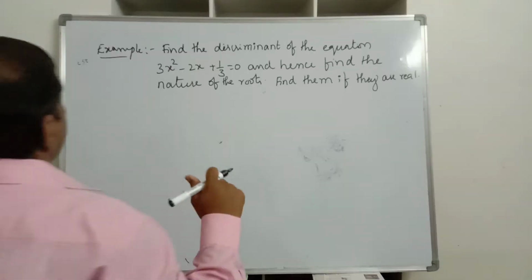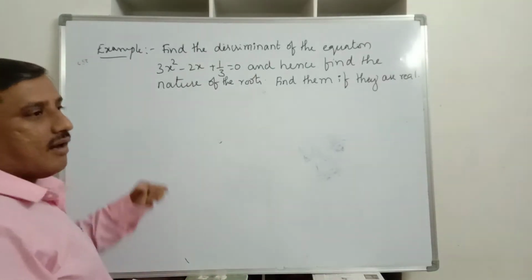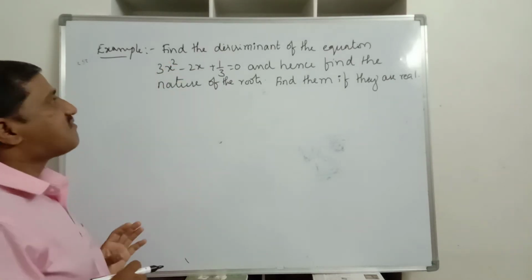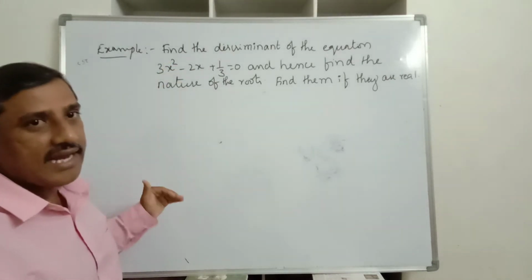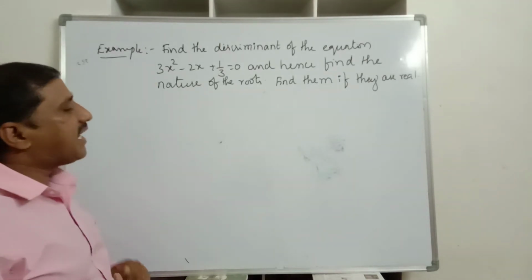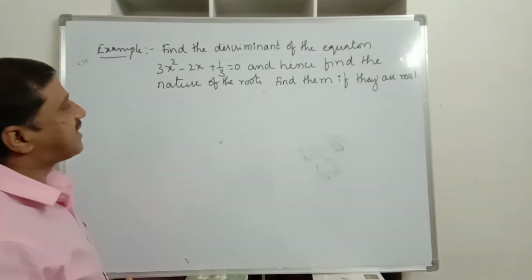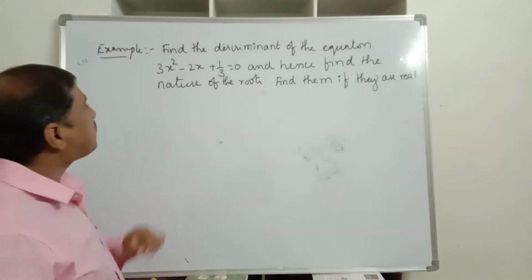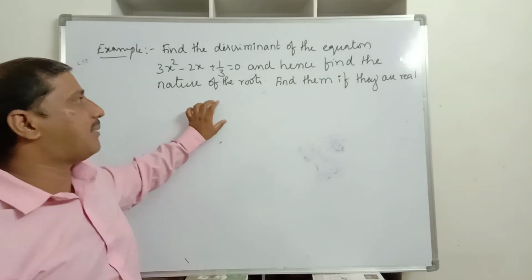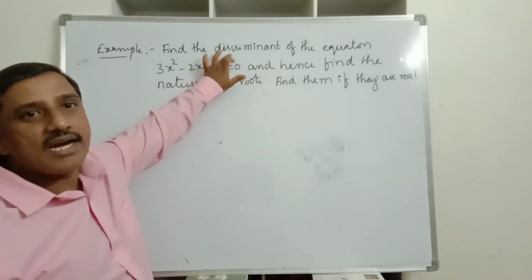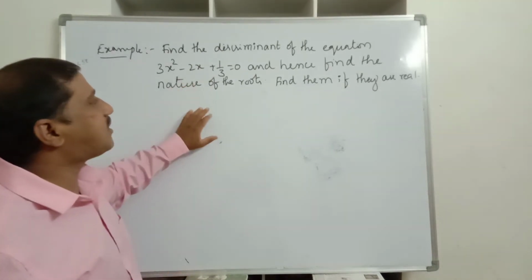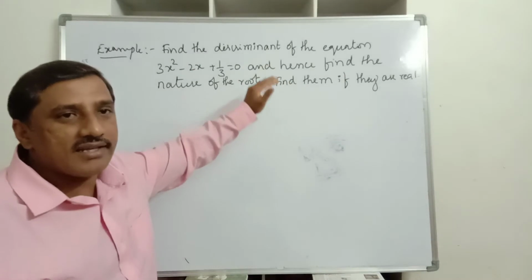So now we will discuss an example on the nature of the roots. Find the discriminant, that is D, b square minus 4ac, of the equation 3x square minus 2x plus 1 by 3 is equals to 0, and hence find the nature of the roots. The nature of the roots depends upon the discriminant. Once we find the discriminant and observe its value, we can see the nature of the roots.